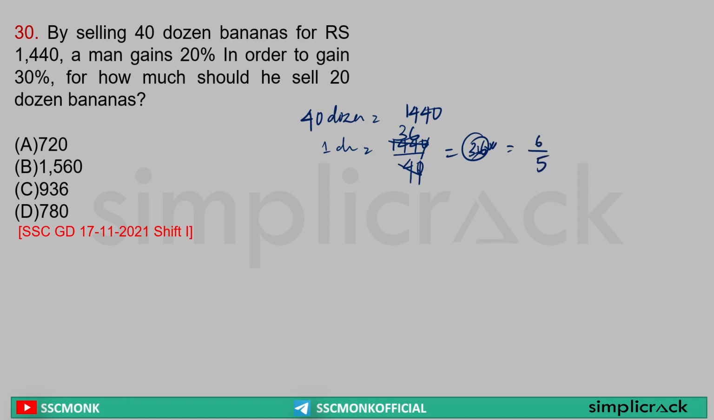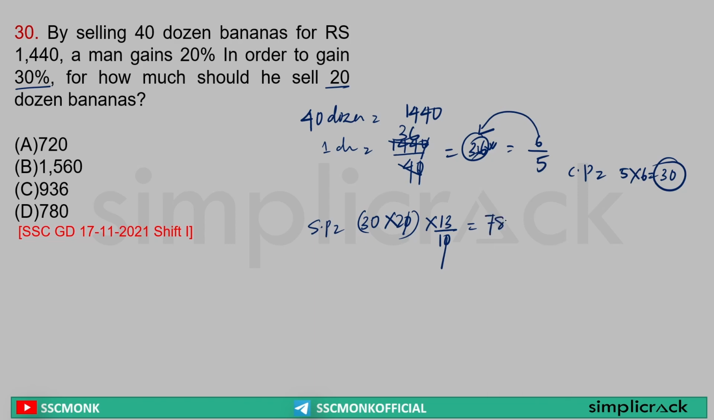Sorted? Now 36 rupees is what? With a gain of 20%, that means the selling price is 6 parts, equal to 36, so the cost price of a dozen is 5 into 6, that is equal to 30. Yes or no? Simple thing I did, 36 by 6 into 5. Now the cost price of 1 dozen is 30, he wants to sell 20 dozen at 30% profit, so the selling price will be 30 each for 20 dozen at 30% profit. 10 10 crossed out, 3 3 2s are 60 into 13 is equal to 13 6s are 78. 780 is the selling price. Option D is the right answer.